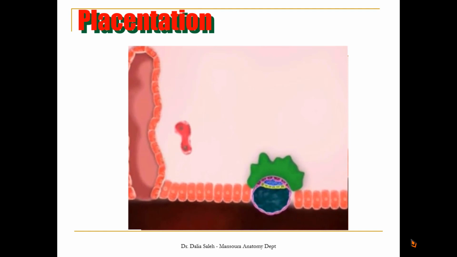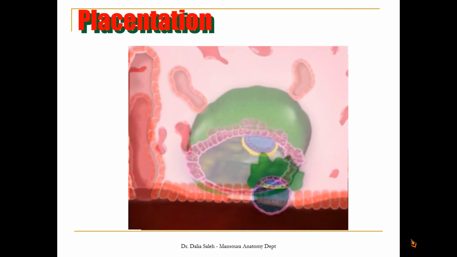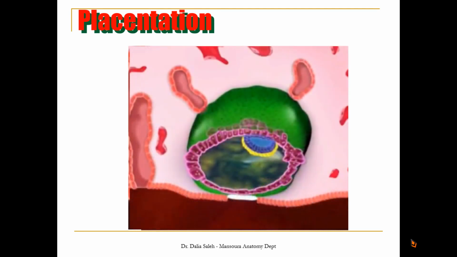At the same time, you can see that the inner cell mass now differentiates into a bilaminar germ layer. Here you can also see the blood vessels of the endometrium and also the endometrial glands. Then the blastocyst migrates deeper into the endometrium, and the entry site is covered by what is called the fibrin plug. Also, you can see that the syncytial trophoblast comes into contact with the endometrial blood vessels and also with the endometrial glands, and will erode these structures.